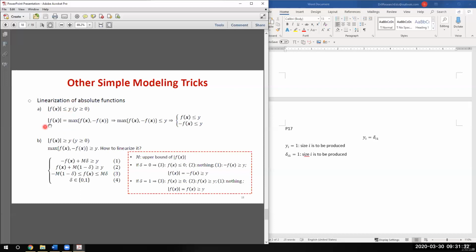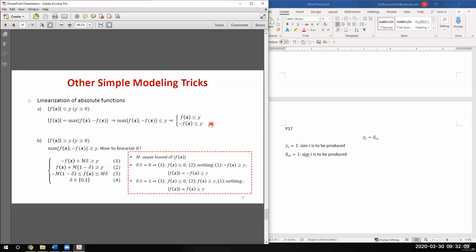Why? Because absolute value of fx, that means the maximum of fx and the negative fx, right? If fx is greater than or equal to 0, then absolute value equals to itself. Otherwise, it equals to negative fx. So that means the maximum of fx and the negative fx is less than or equal to y. That means what? That means simple. Both of them are less than or equal to y. So you just simply list them together, that fx is less than or equal to y, and negative fx is less than or equal to y, and you are done.